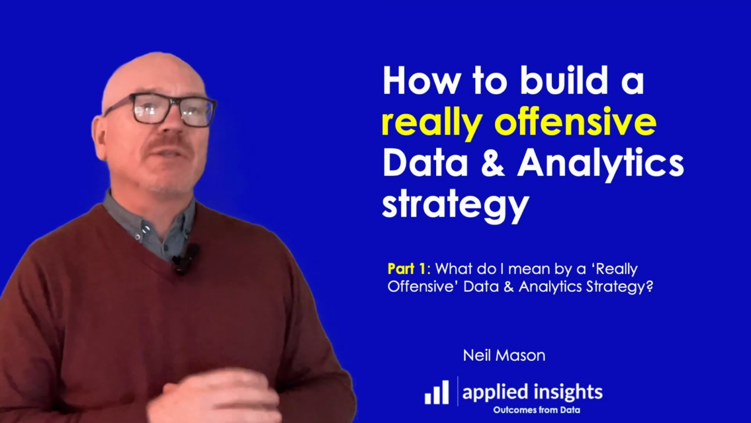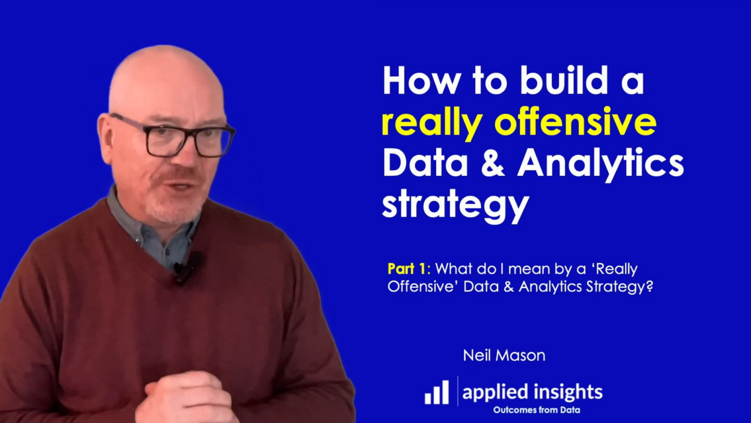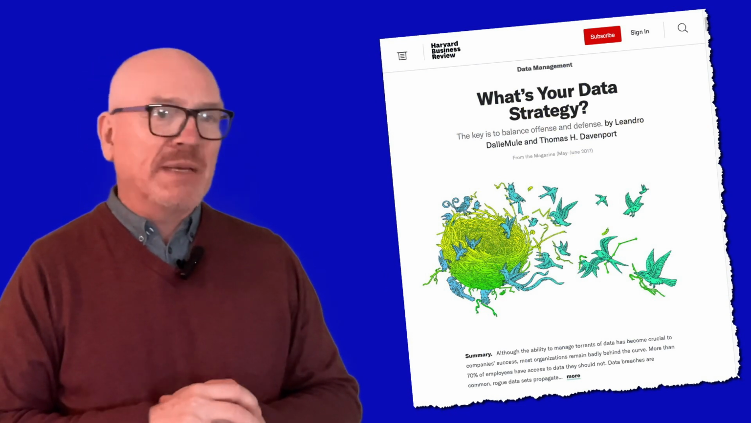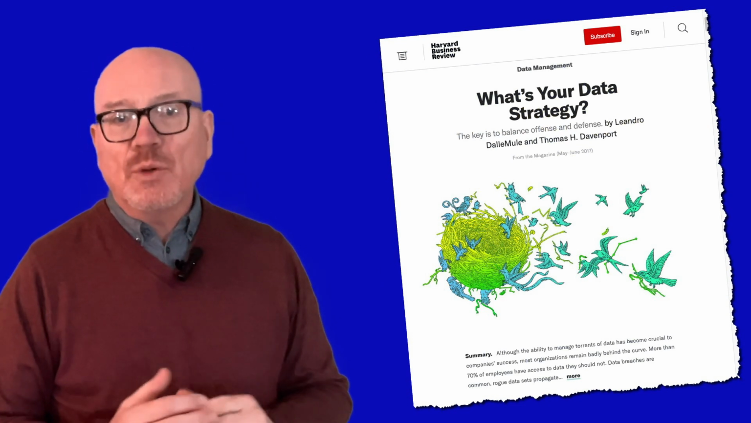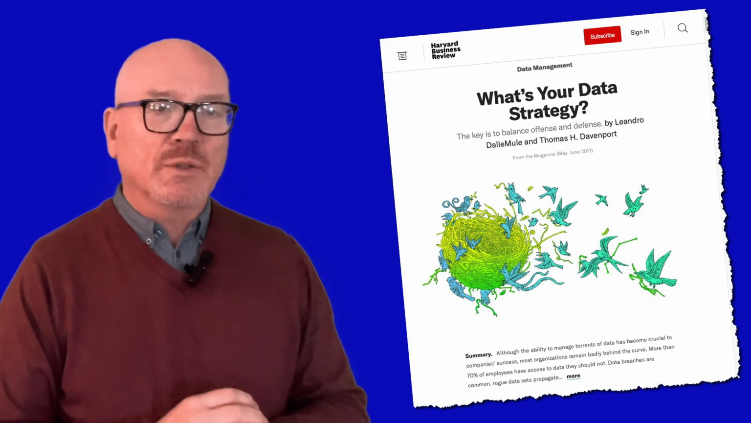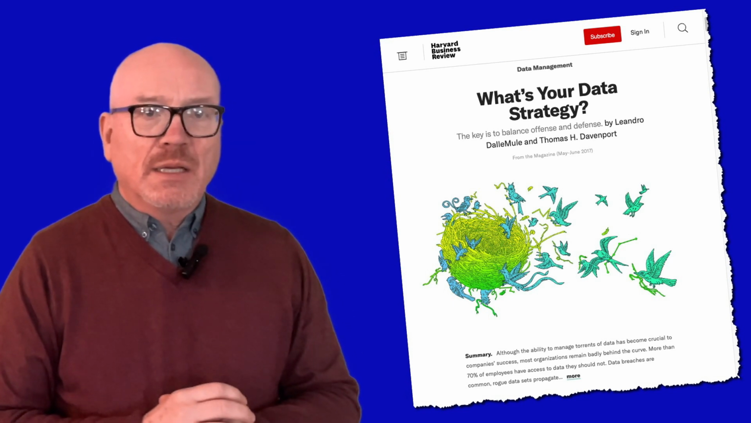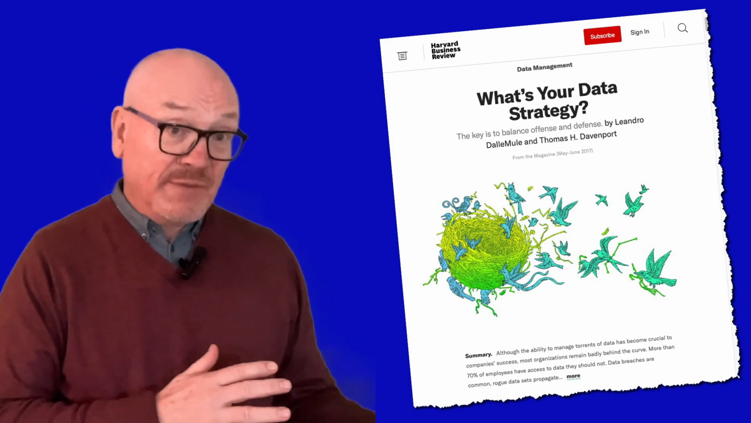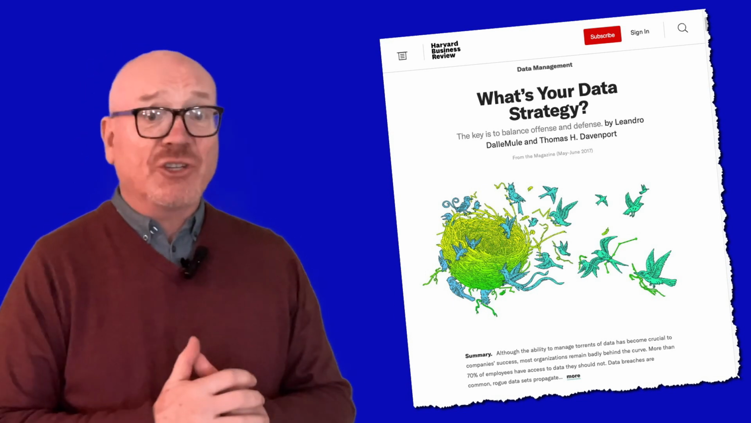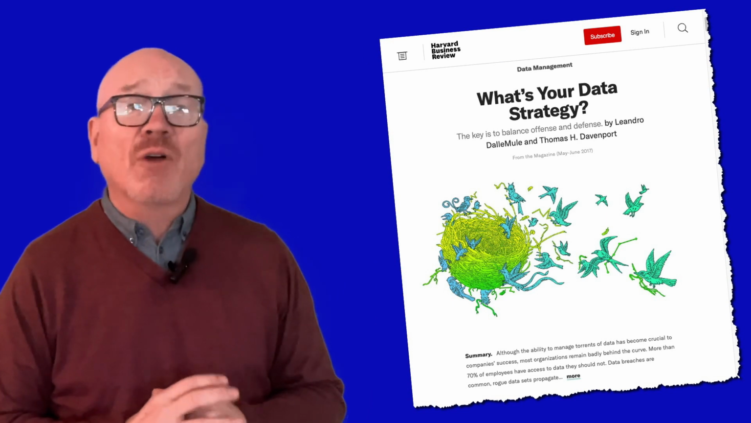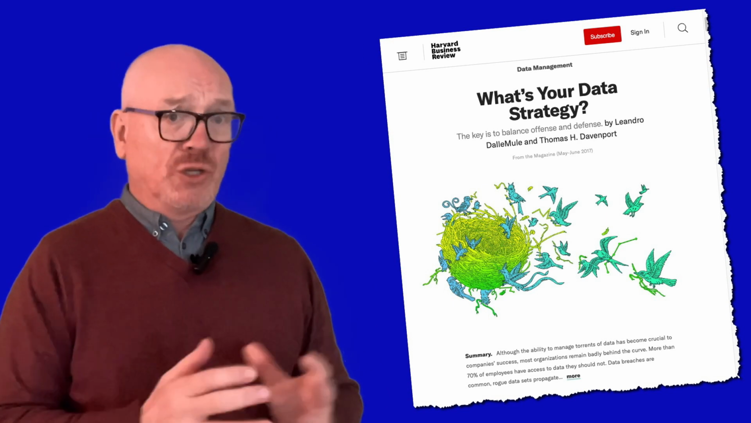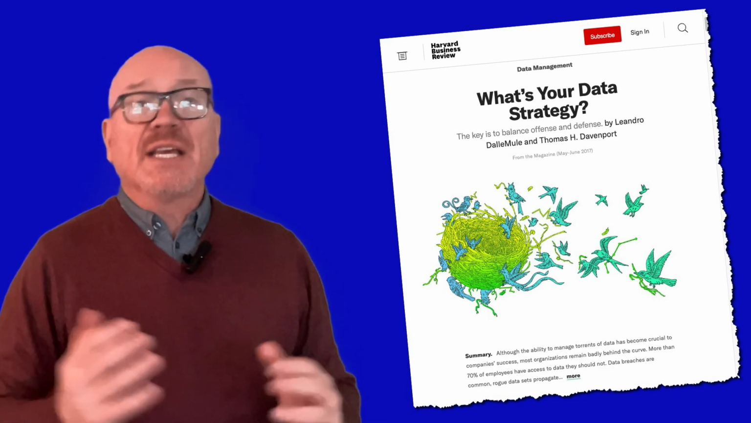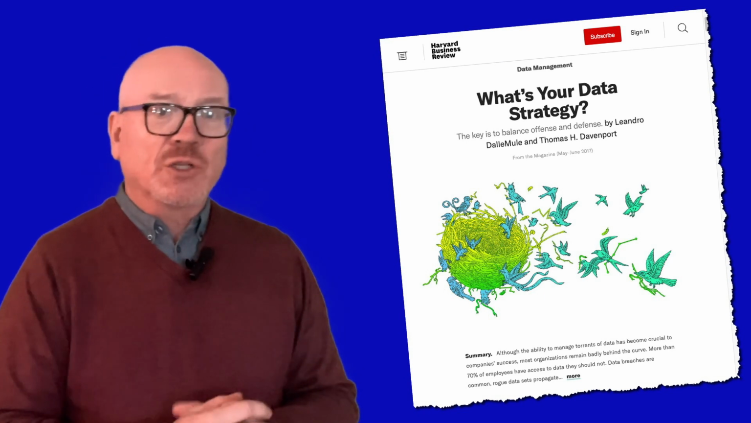I first came across the notion of an offensive data strategy reading an article in 2017 in the Harvard Business Review by Leonardo Dalla Mule and Tom Davenport. In this article, they outlined the differences between what they called a defensive data strategy and an offensive data strategy, taking the terminology from the American football notion of the defense team being there to stop things going wrong, versus the offense, who are there trying to score the points.